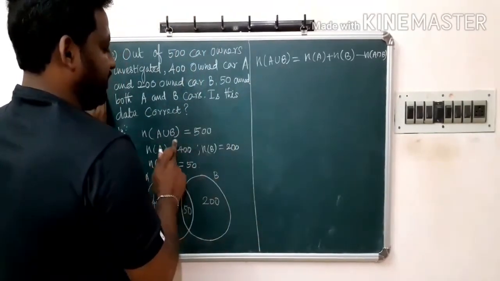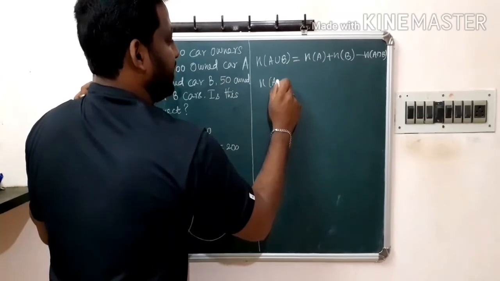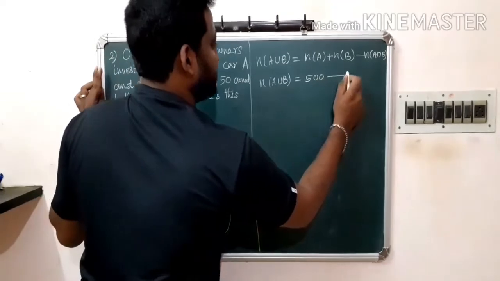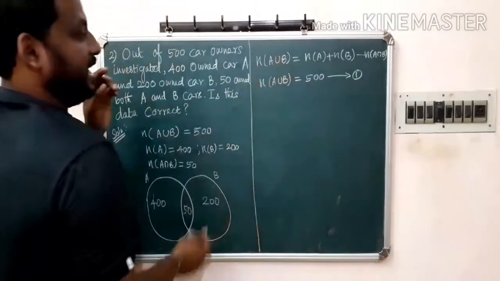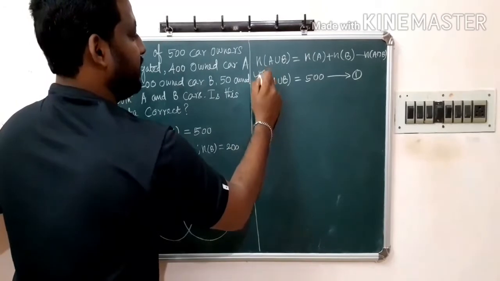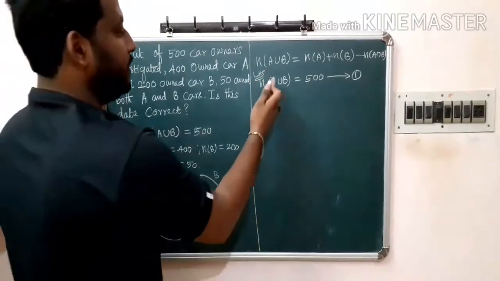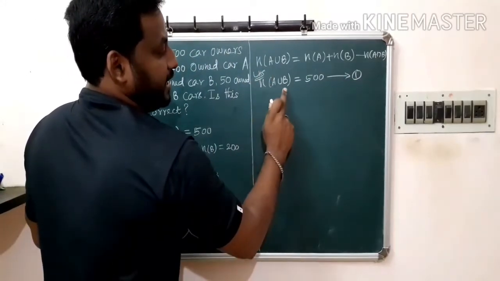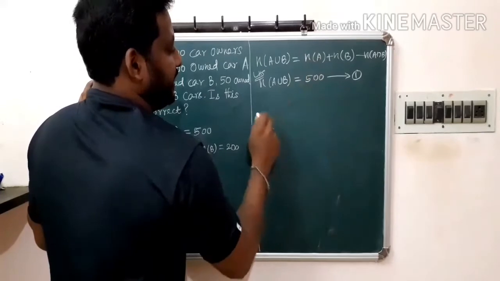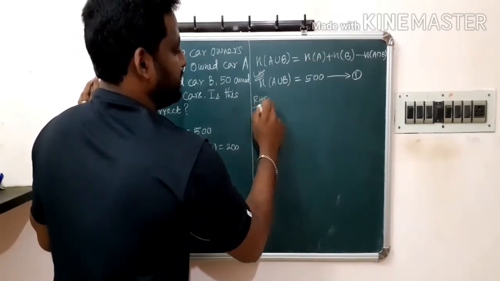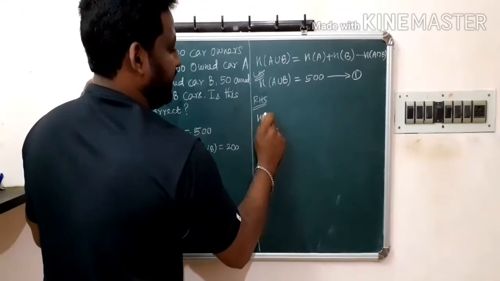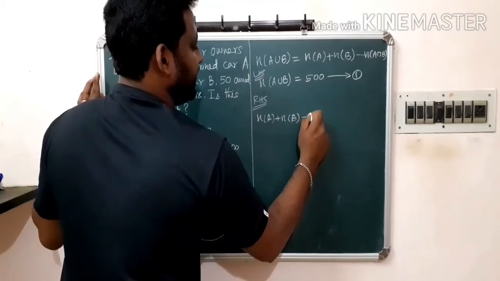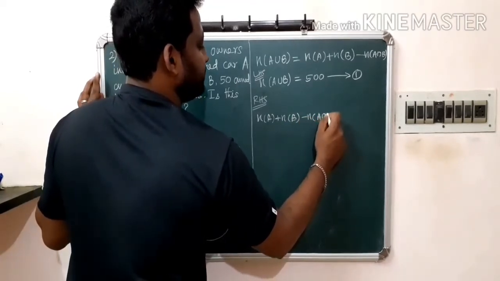We know that the value of n of A union B is equal to 500. That means the total number of car owners. That should be taken as equation 1, that is the LHS. N of A union B is equal to 500. And then the RHS part, that is equation 2 part: n of A plus n of B minus n of A intersection B.